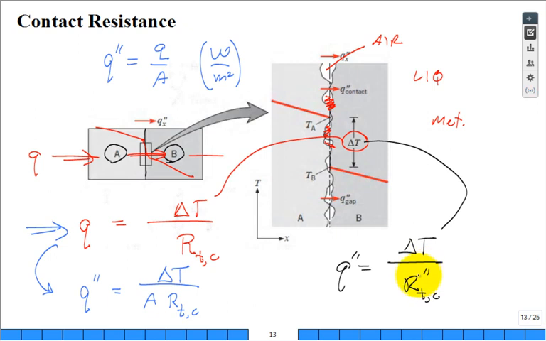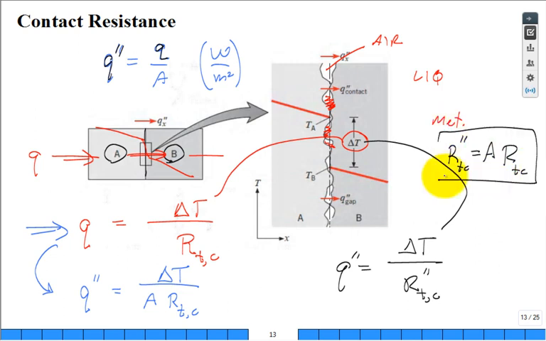No. Because if this is the relationship between Q and Q double prime, what should be the relationship between R_TC and R_TC double prime? What do you think you should do? Should you multiply by area or divide by area? You should divide by the area, but this is the equation that the book uses, which is confusing. Sorry. But I think the book is consistent with a lot of the literature as well.